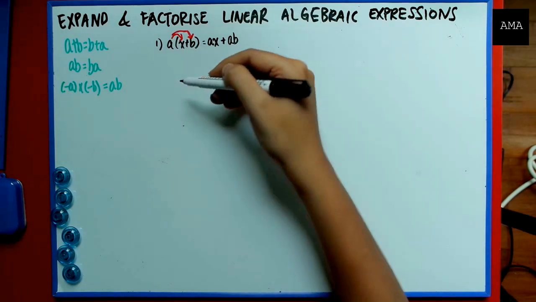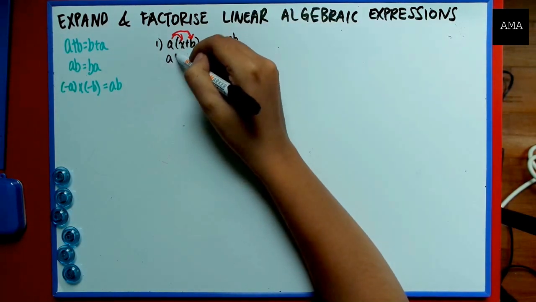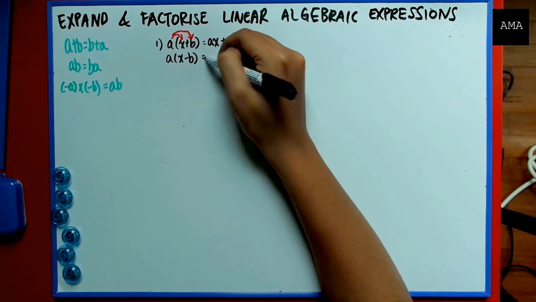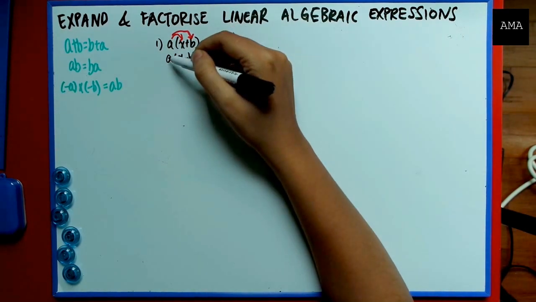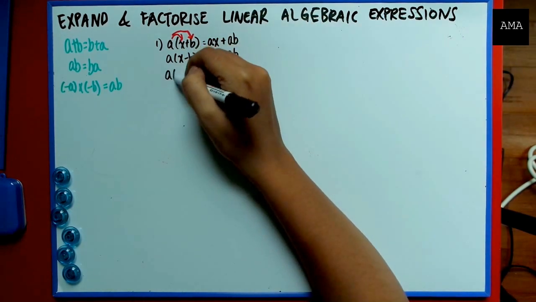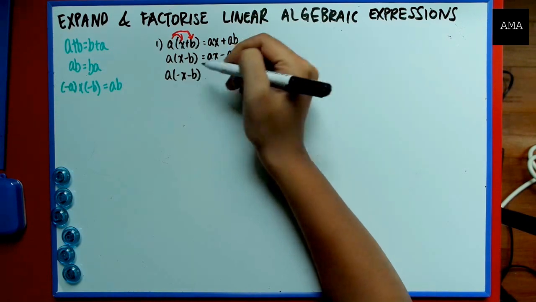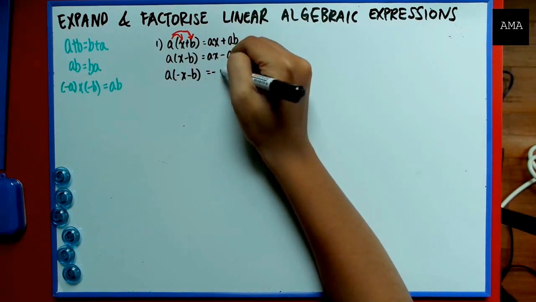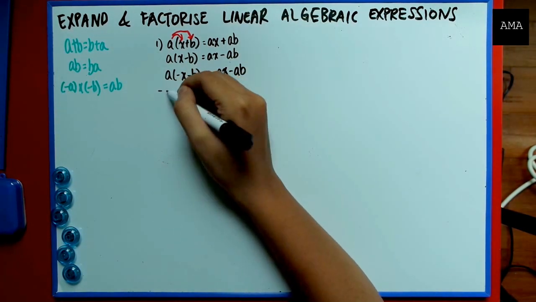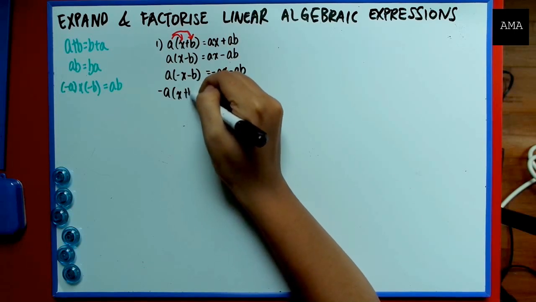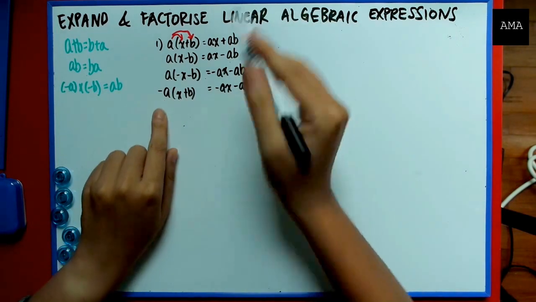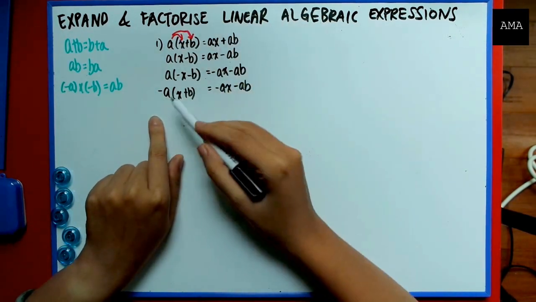I'll show you a few others, 6 to be exact. I'll just show you all the possibilities that can come in, okay? So a times x minus b is ax, a times minus b is minus ab. Okay? So I'll just exhaust all possibilities. A times minus x is minus ax. A times minus b is minus ab. So what if I have the minus in front? I get minus ax minus ab. Okay, so all I'm doing is this method, multiplying in, okay?